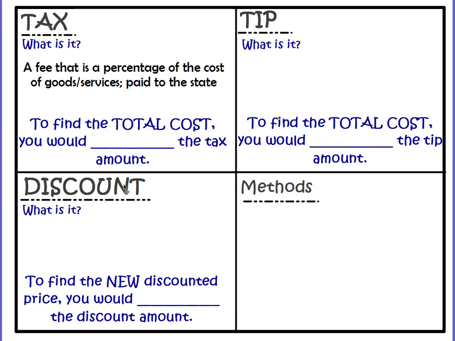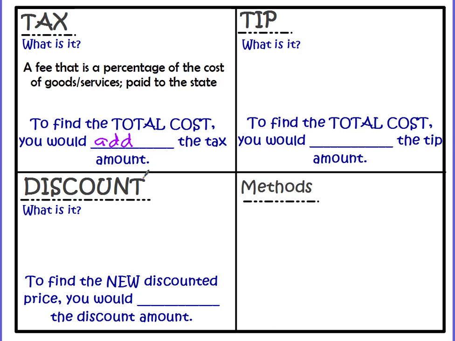So if you are going to the checkout register and you want to know what the total cost of your purchase is going to be, then once you find the tax amount, you would have to add that tax amount to get your total cost. So the total cost of something is the sale price plus the tax amount.